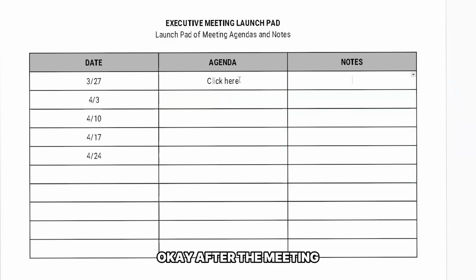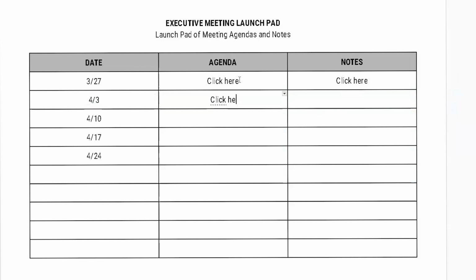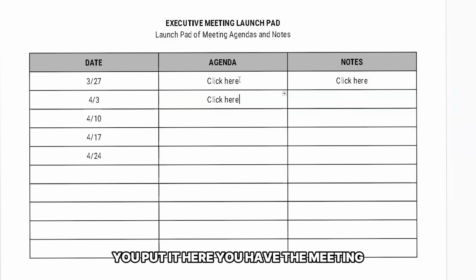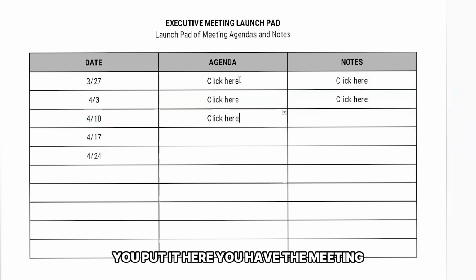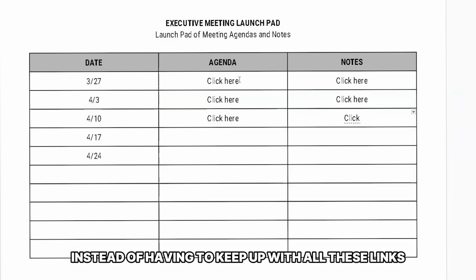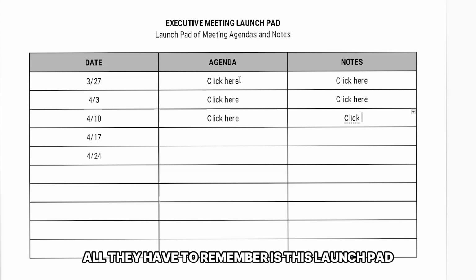When you create the first agenda, you put it here. After the meeting, you put it here. Then to prepare for that agenda, you put it here. You have the meeting, then after the meeting you put the notes links here. You send the agenda for the next one, you put it here. You're putting the links on each one of these so that folks know where to find it instead of having to keep up with all these links in all these different places. All they have to remember is this Launchpad.